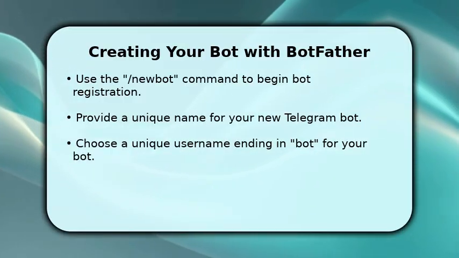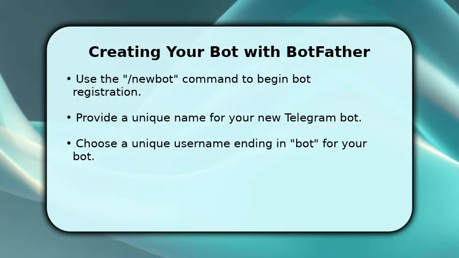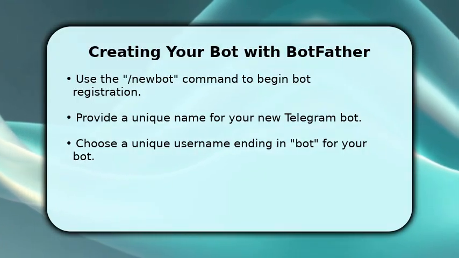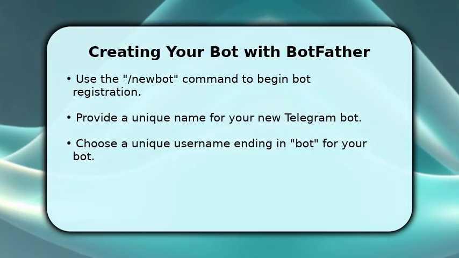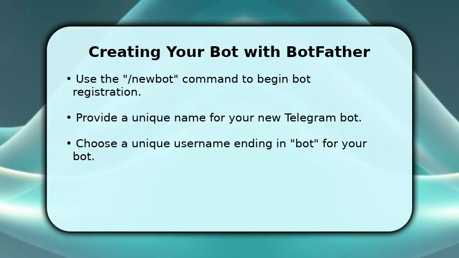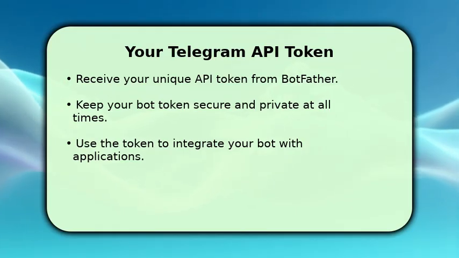After that, you'll need to choose a unique username for your bot. Remember, this username must end with bot and be unique across all of Telegram. Once you provide a valid username, BotFather will generate your unique API token. Congratulations! BotFather will now provide you with your HTTP API token.